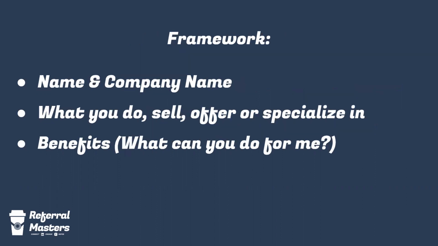So the way we're going to look at this is we want to give you a little bit of a framework and a couple of different steps. We actually left one off here, but there are really 4 steps: your name and company and who you are; what you do, what you sell, offer, or specialize in; the benefits; and then we're going to talk a little bit about who that perfect client is. So 4 different parts of this elevator speech that we're going to craft.